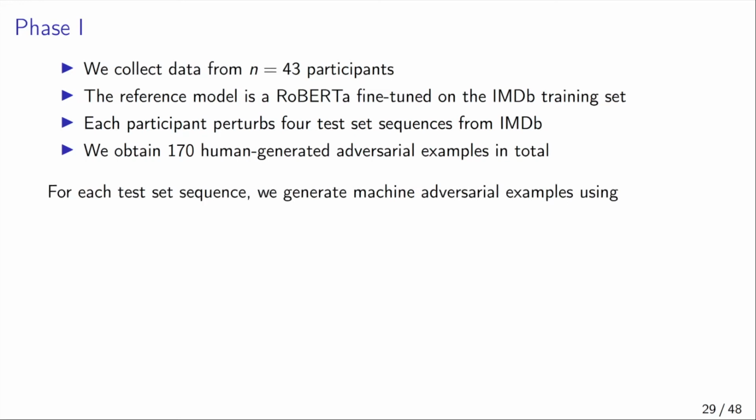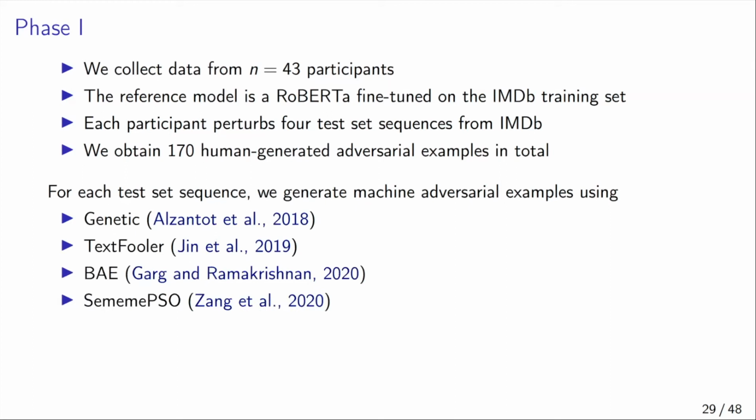What we then did is, for each test set sequence, so now we have 170 pairs of unperturbed sequences and the corresponding human-generated adversarial example, we generated machine adversarial examples using 4 recently proposed word-level attacks: the genetic attack, another one which is called Textual, a third one which is called BAE, short for BERT adversarial examples, and then the fourth one which is called CMIMI-PSO. And so this gives us, for each of the test set sequences, 5 different adversarial examples.